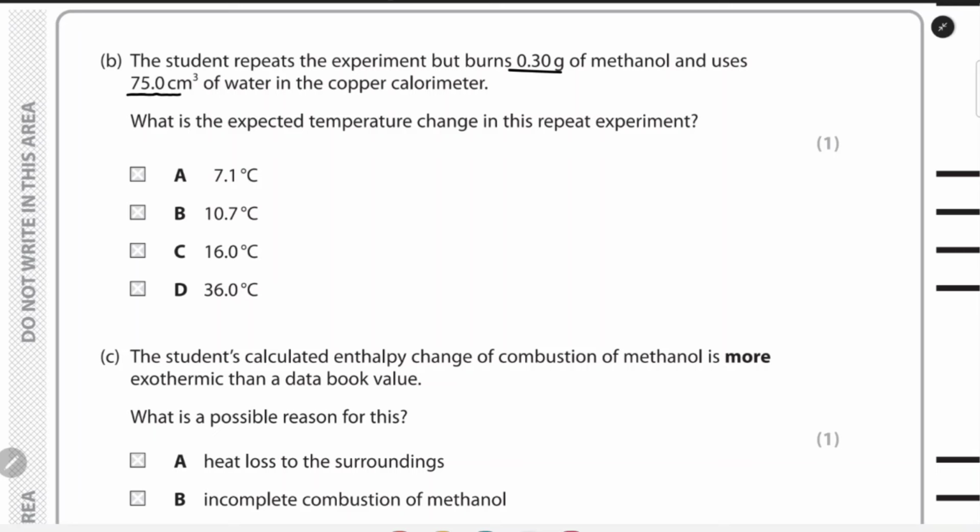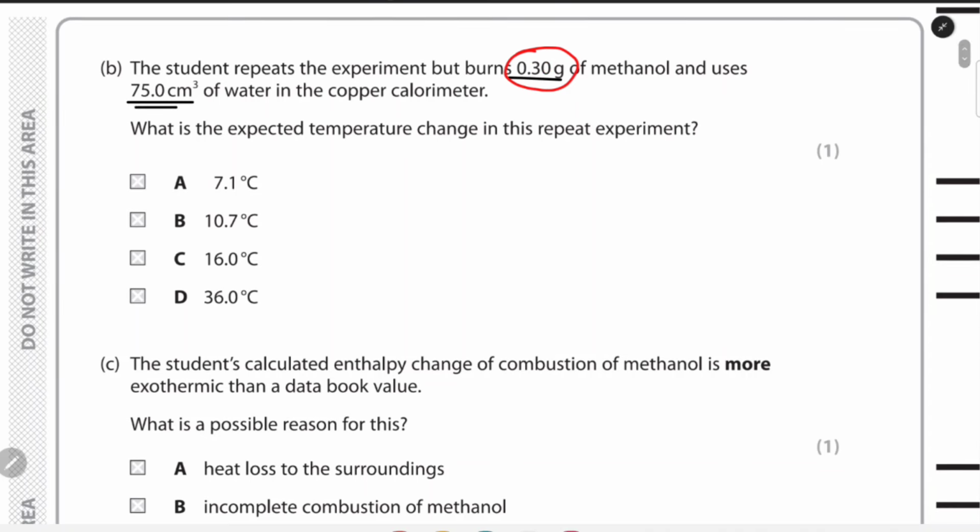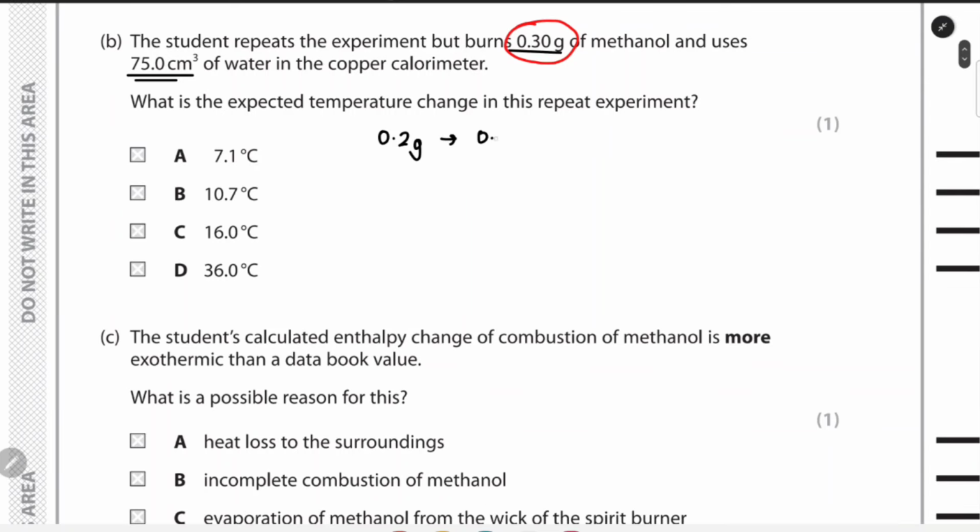Now in part B, we burn 0.3 grams of methanol, so instead of 0.2 we have 0.3, and before we had 50 cm cube of water, now we have 75 cm cube. Now we have to find the expected temperature change in this experiment. The shorter method would be checking the change in mass. So the previous mass was 0.2 grams, the new mass is 0.3 grams. This is the mass of the fuel.